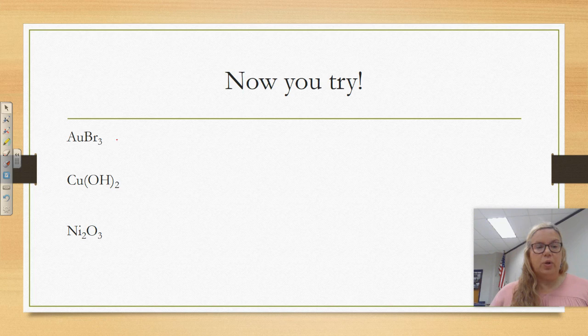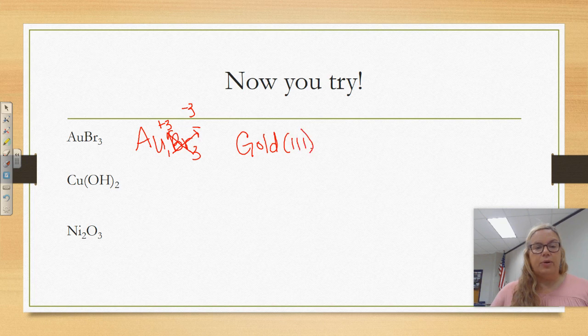Okay, so we have gold and bromine. I know the charge on bromine is a -1 charge. 3 times a -1 is -3. I have 1 gold, so I must have a +3 charge. And also, look, if I backward crisscross, see where that came from? My 1 came from here, my 3 came from the charge on the gold. So I would write gold 3, because remember I always use the charge, bromide. The charge is my Roman numeral.